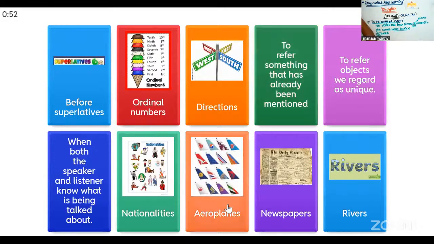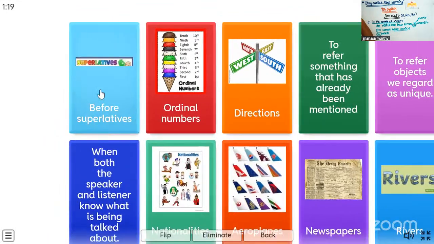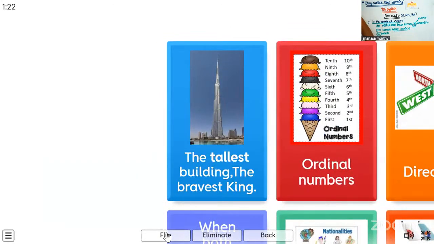When we are referring to nationalities, also we use the. Aeroplanes, newspapers, rivers. Before superlatives, she is the tallest girl in the class. He is the most intelligent boy in our school.